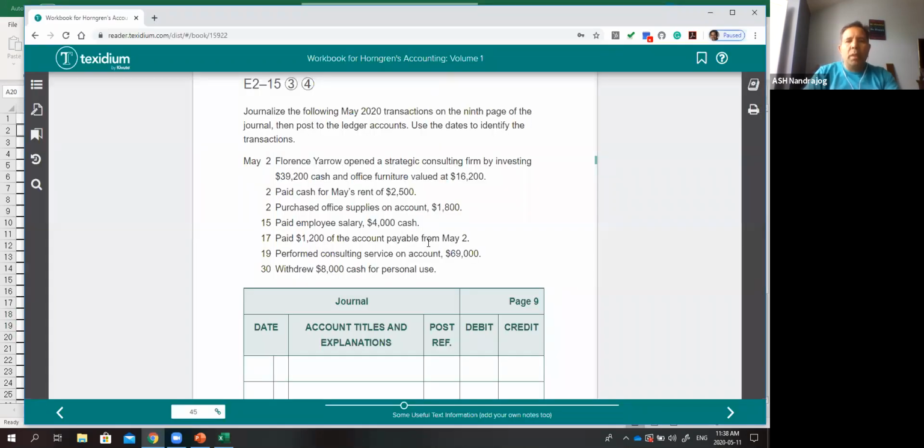Okay. Then May 19th, it says performed consulting service on account for $69,000. So now this consulting company has done a service, which means it's earned some revenue. And it has not received the money yet, because it says it's on account, which means we're going to get the money from our customer eventually. So when we say on account, it would mean account receivable, because that's the money which is going to come from our customers. So it's a receivable.